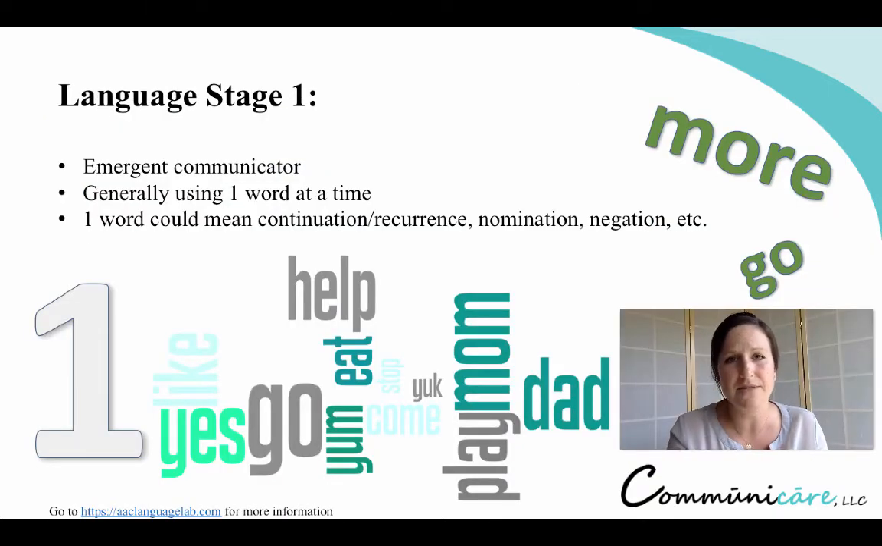So let's delve deeper into each of these stages. Stage 1 is really for an emergent communicator, generally using 1 word at a time, and that 1 word could mean multiple different things. It could mean continuation or recurrence, naming, negation, all that stuff. So you may see words such as dad, go, more, come, like, yes. Just some really powerful single words.